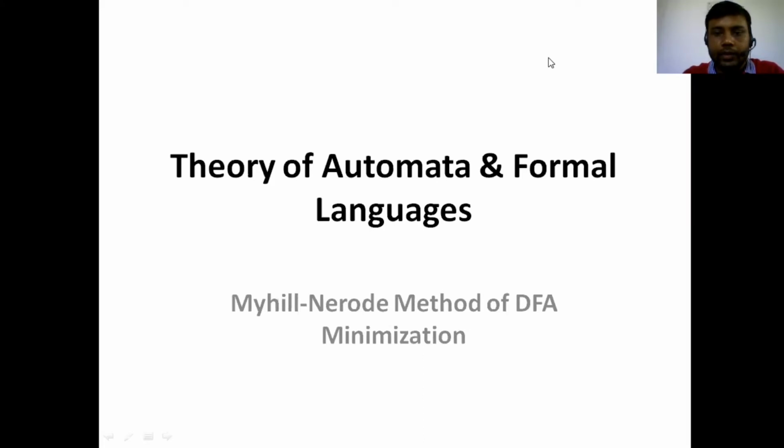Hello all. In this video, I am going to talk about how to minimize any DFA using the Myhill-Nerode method. As you all know, there are basically two methods for DFA minimization. The first method is known as the equivalence class method, and the second one is called the Myhill-Nerode method. So here we are going to discuss the Myhill-Nerode method for DFA minimization.